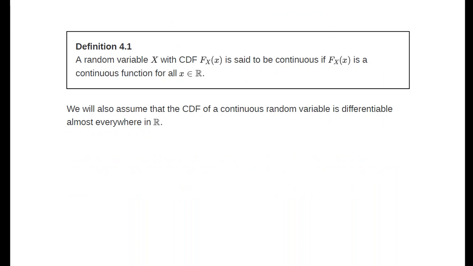A random variable X with CDF F of x is said to be continuous if F of x is a continuous function for all x elements in real numbers. We will also assume that the CDF of a continuous random variable is differentiable almost everywhere in real numbers.